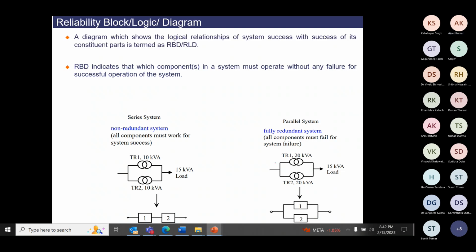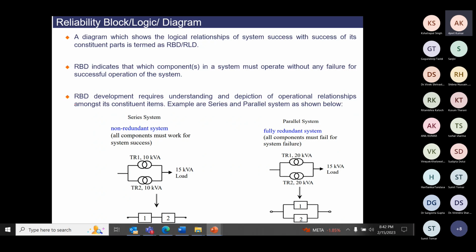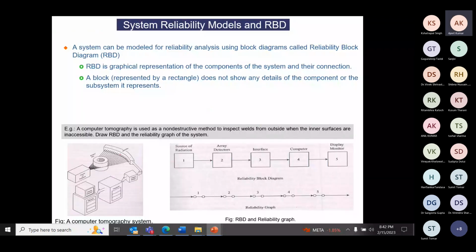Similarly, you can see RBD indicates which components must operate without failure. RBD development requires understanding of the operational relationship, how they are going to be arranged. I have given another example for a computer, a series system. So we call this the simplest RBD, and this is called the reliability graph.